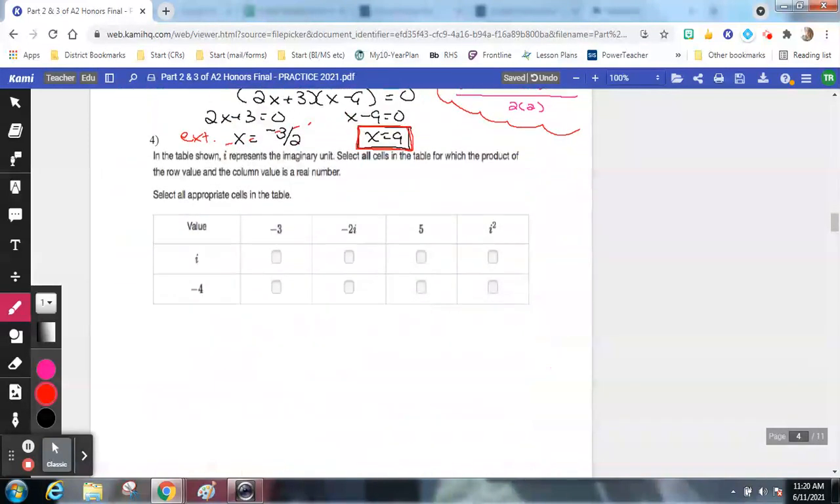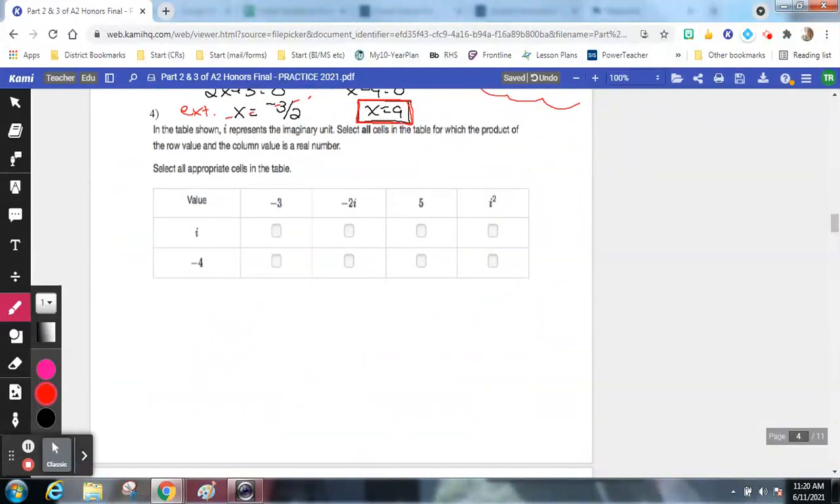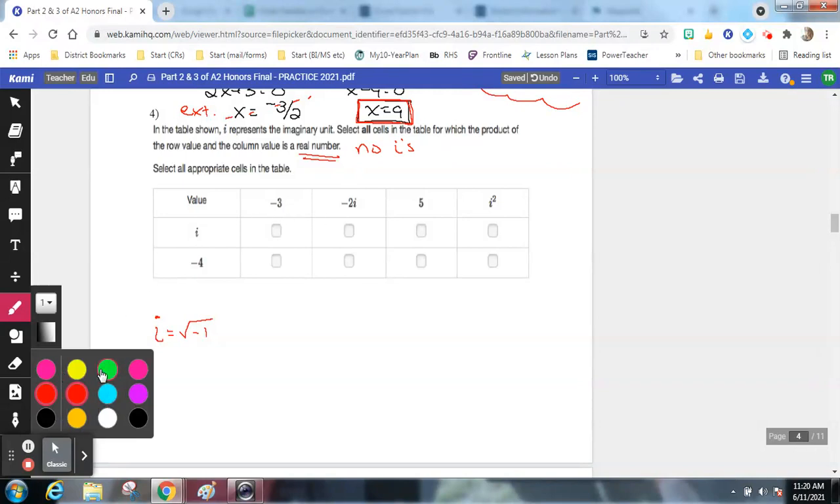All right, number 4. In the table, it says i is the imaginary unit. So you need to remember i is the square root of negative 1. That's your imaginary number. We want to select all cells in which the product, so multiplication, of the row and the column is a real number. So no i's. We don't want any i's in the final answer. Okay, so let's go through and do some multiplication.